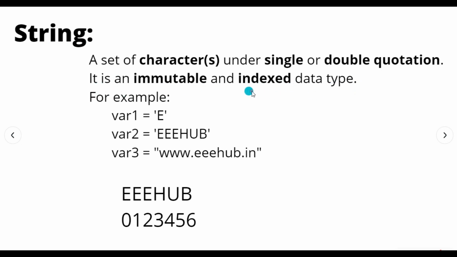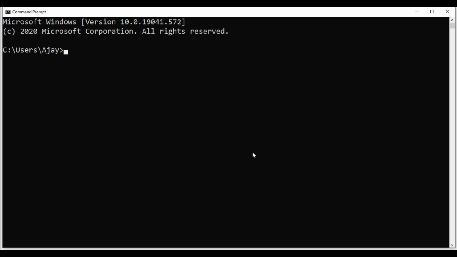Now this third point is it is an index data type. So what is the meaning of index data here? We have this string eeehub. Each character of this string will be indexed from 0 to n number. For example, the first character of this word is indexed as 0, the second character of this string will be indexed as 1, and so on. So let's jump into the command prompt to understand it better.